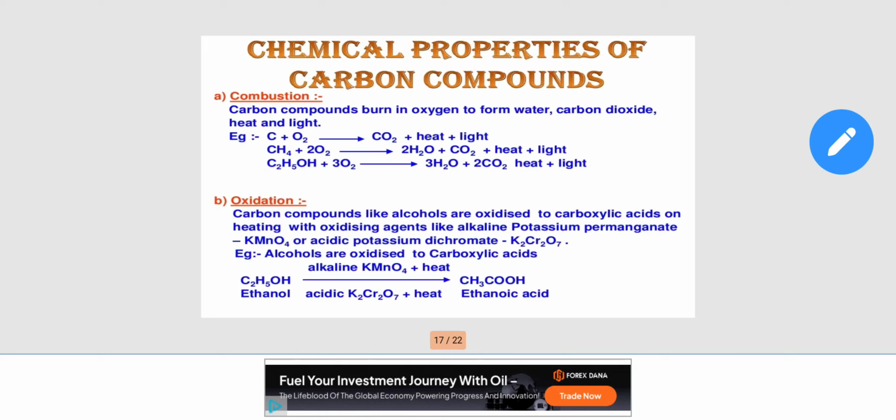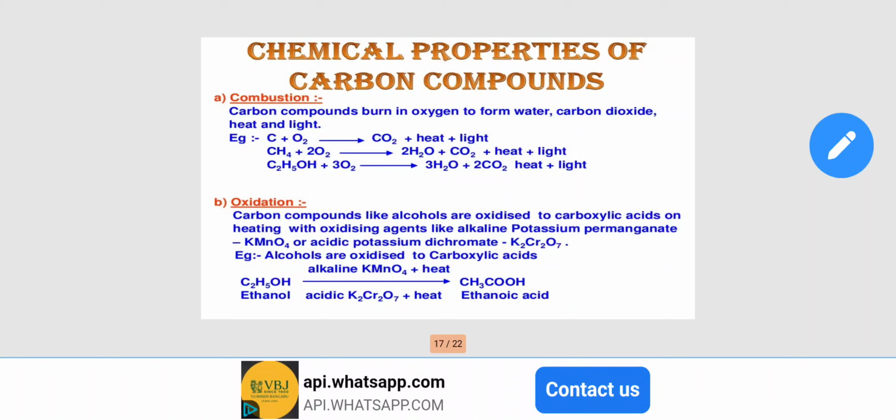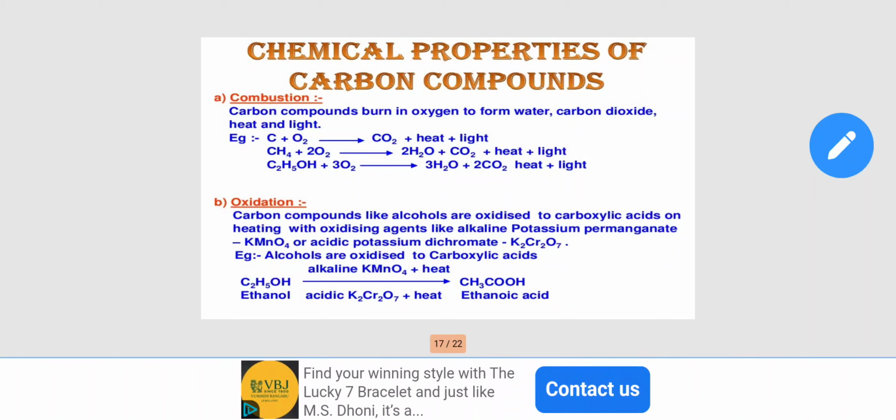Oxidation means in this carbon compounds like alcohol are oxidized to carboxylic acid on heating with an oxidizing agent like alkaline potassium permanganate, that is KMnO4, or acidic potassium dichromate, that is K2Cr2O7. Alcohols are oxidized to carboxylic acid. This is a reaction: C2H5OH, it is ethanol. It reacts with alkaline KMnO4 plus heat or acidic K2Cr2O7 plus heat. And this forms CH3COOH.